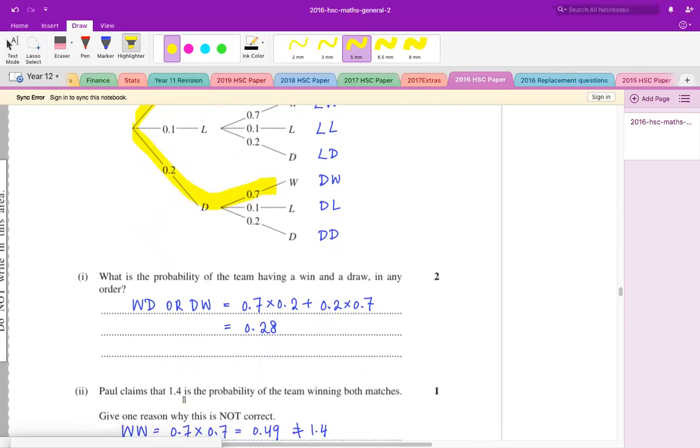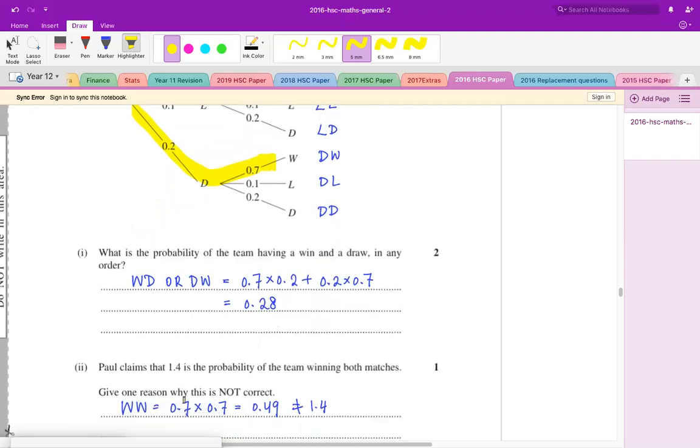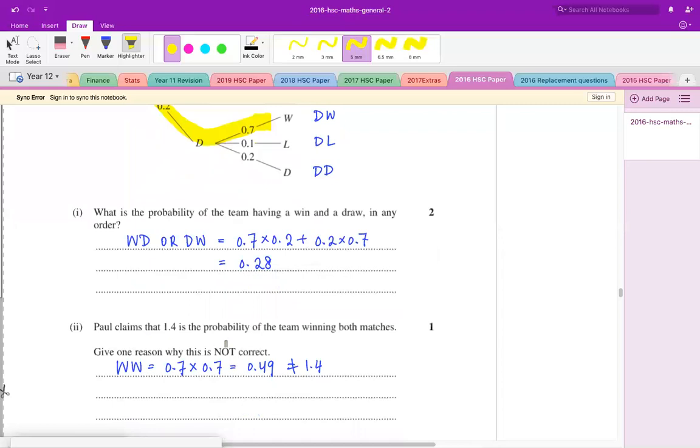I just want to quickly address, there are actually 2 reasons why you can't do it like that. 1.4. First of all, for a probability, if it's a decimal, it can't be bigger than 1, right? At most it can be 1. So this, as a probability value, is already not valid.